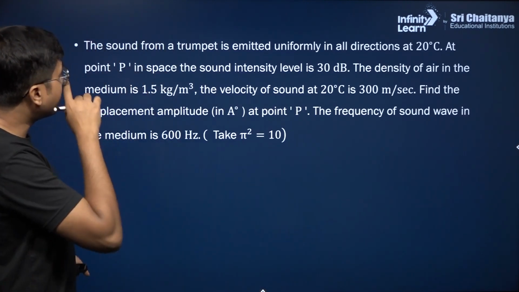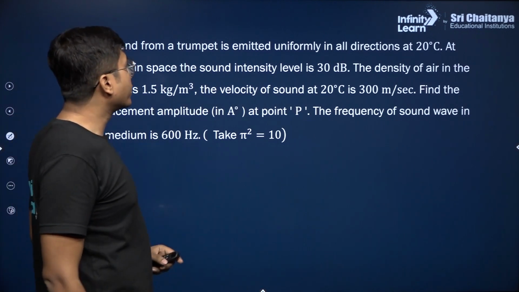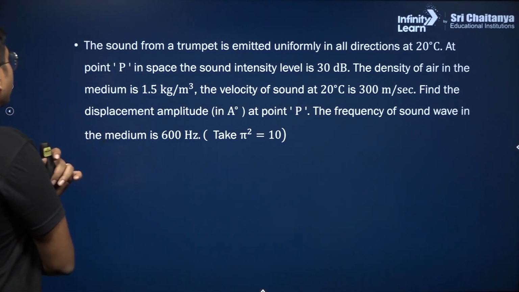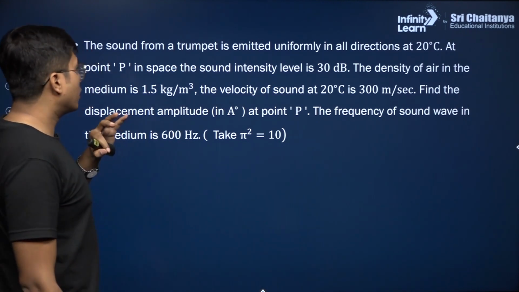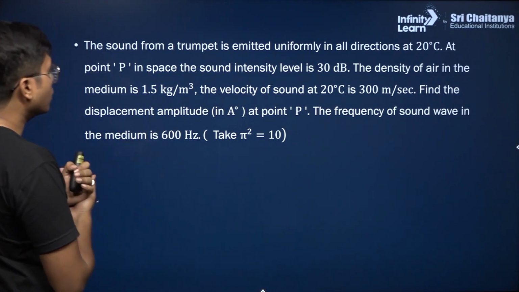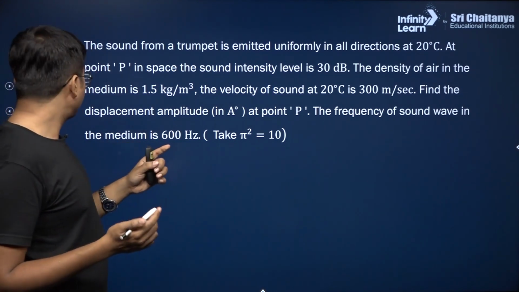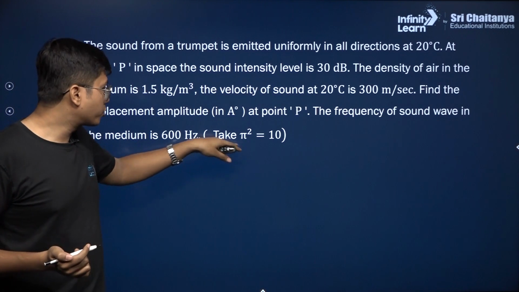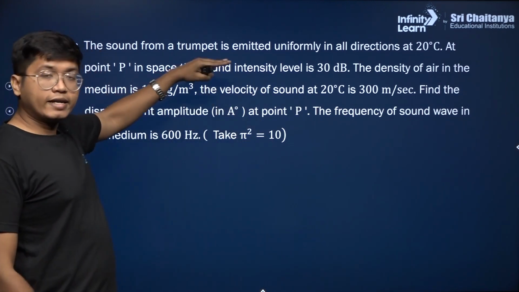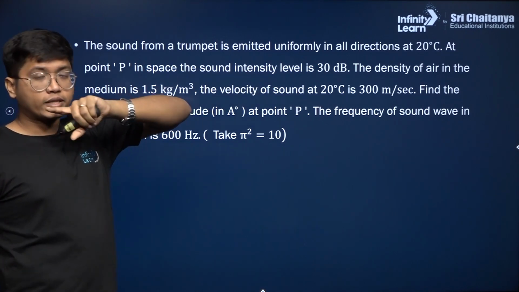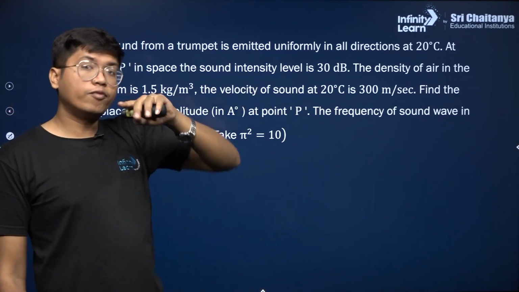Next, the sound from a trumpet is emitted uniformly in all directions at 20 degrees Celsius. At point P in space, the sound intensity level is 30 decibel. The density of air in the medium is given, velocity is given, find the displacement amplitude at point P. So the frequency is also provided to us, and pi squared we can assume as 10. Now over here with regards to this, we have been given the intensity level, but we need to get the intensity in terms of watt per meter squared.